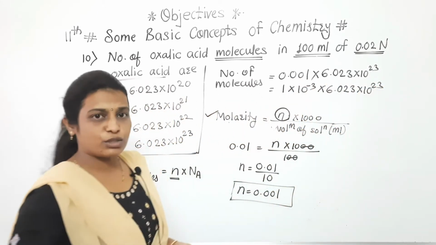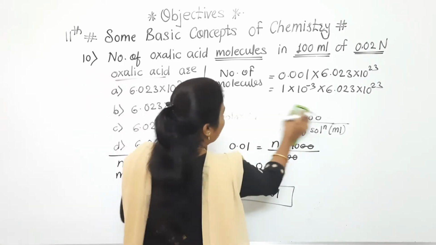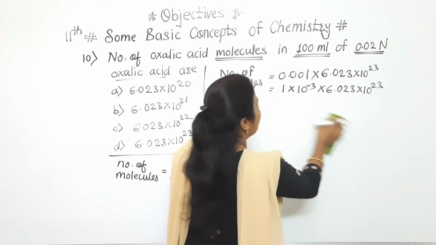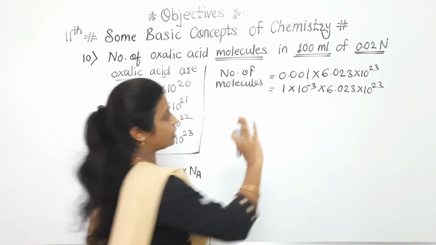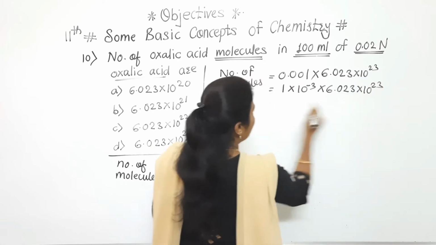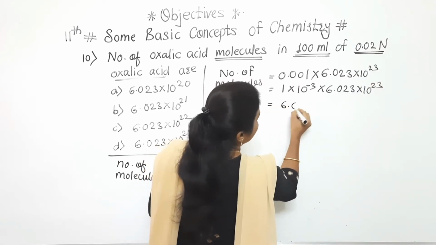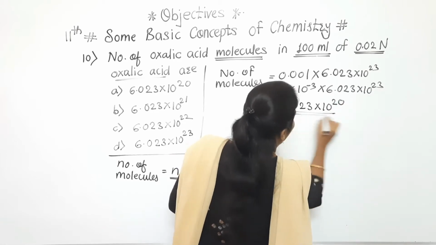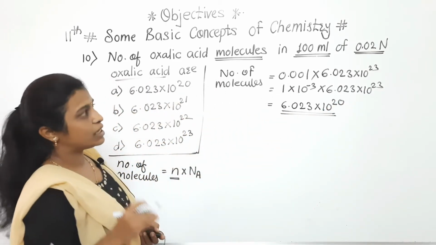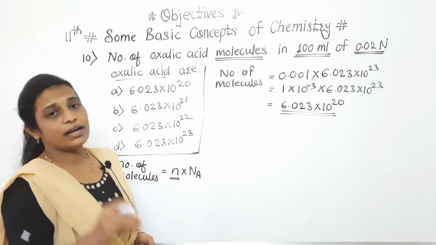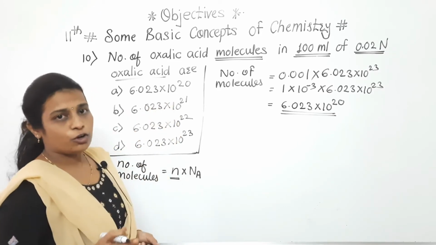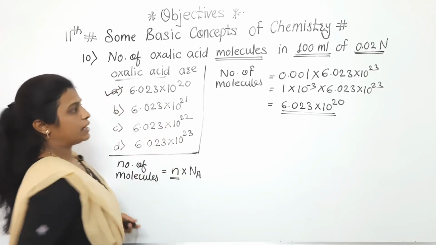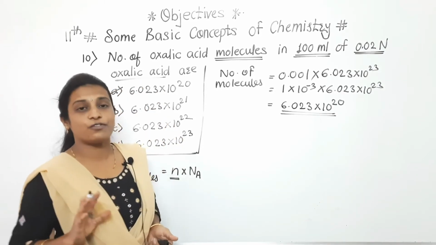I have shifted the decimal to the right-hand side. Previously I also gave the idea: when we shift the decimal to the left side, the power increases, but when we shift to the right-hand side, the power decreases. So the answer will be 6.023 into 10 raised to 20. That many molecules of oxalic acid will be present in 100 ml of 0.02 normal solution. So which one is the correct option? Option A is the correct answer. Hope everyone understood this first objective.